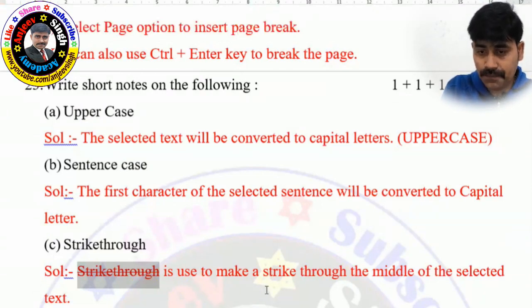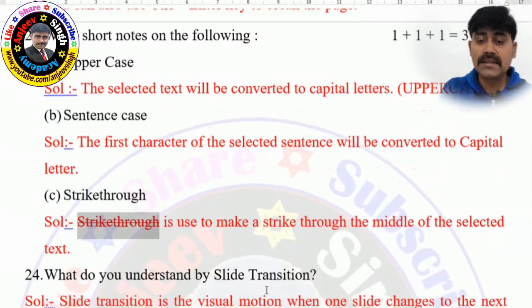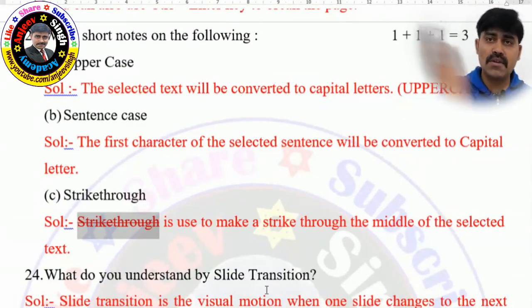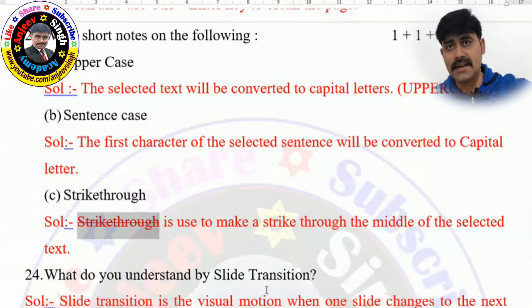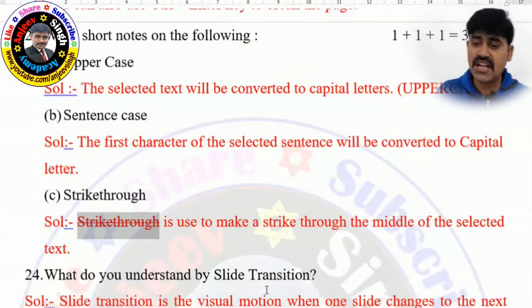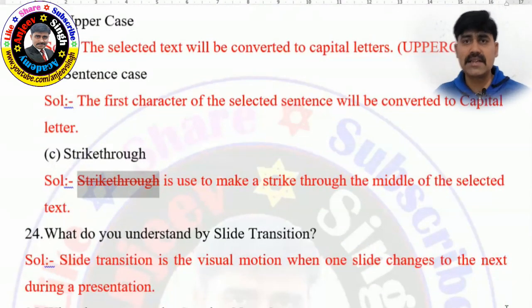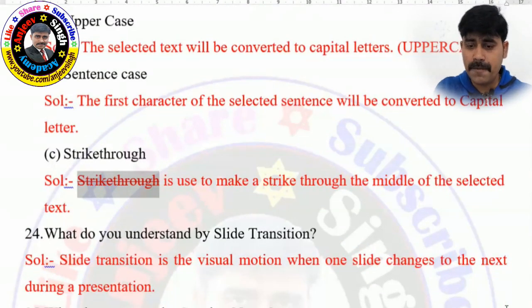Okay, now move on to the next. What do you understand by slide transition? Transition means coming off one slide and going on to the next slide. It is the way in which slides appear. This is called transition, a visual motion. It is a visual motion when one slide changes to the next during our presentation, and sometimes it comes in a different format and different way.